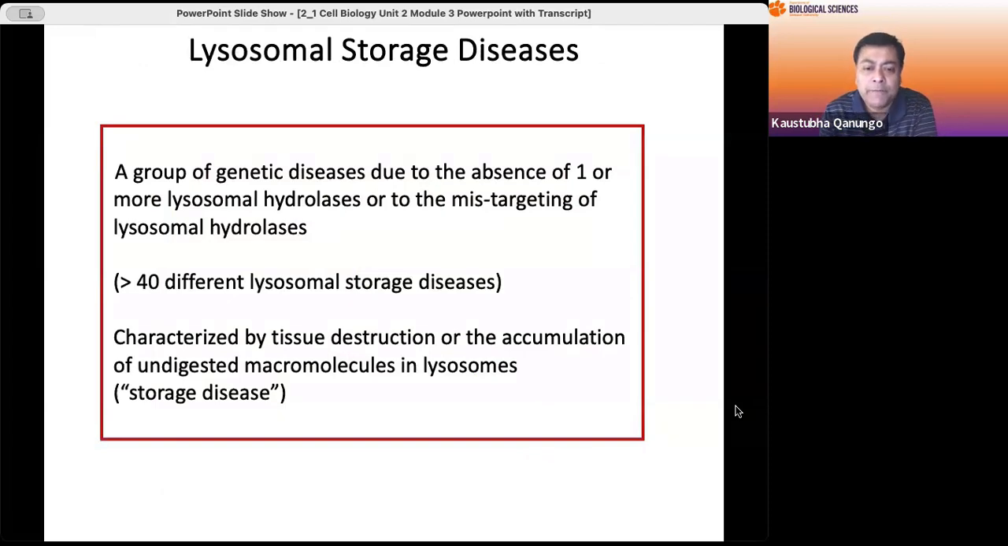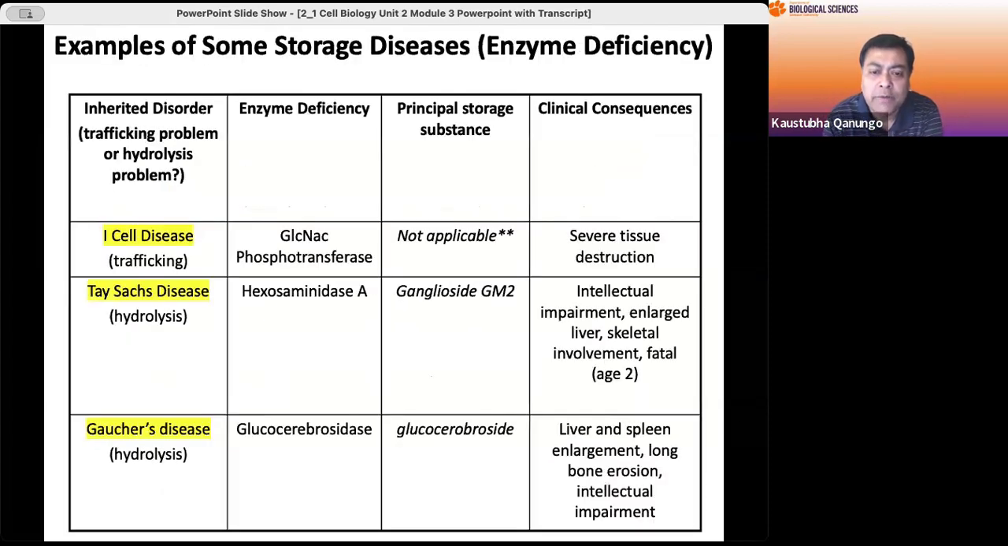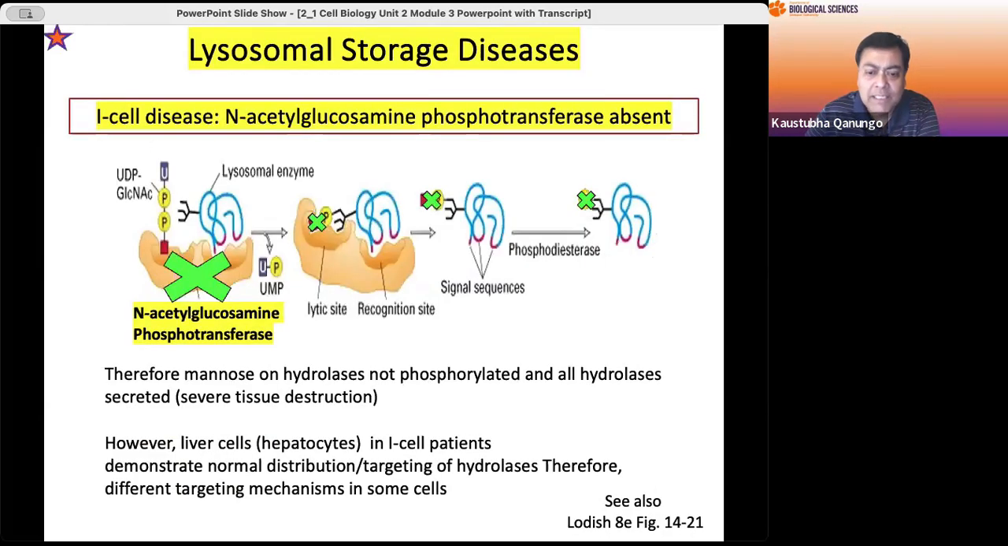All right, so a couple of different storage diseases. These are all self-explanatory. I-cell disease, Tay-Sachs, you do not have to memorize. Just remember this. This is what we were talking about, I-cell disease. N-acetylglucosamine phosphotransferase is absent or mutated. And what happens? There is no mannose 6-phosphate put onto the lysosomal enzymes, and therefore hydrolases are not phosphorylated. And all of the hydrolases without the signal are secreted outside the cell, because without anything, it just loads onto the vesicle. It doesn't know that it needs to go to the lysosome. It thinks it needs to be secreted out of the cell.